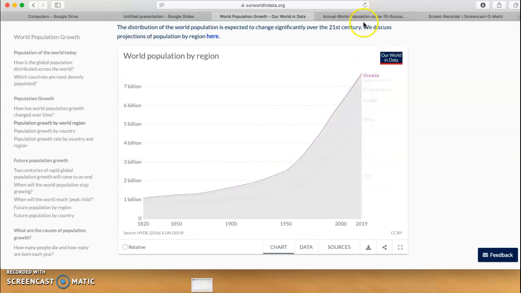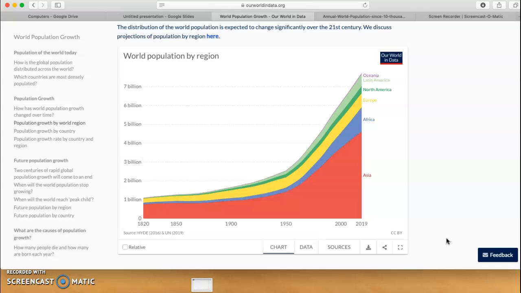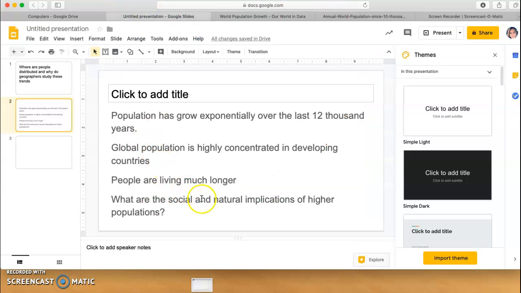Like, why? These are the types of questions that geographers really ask. Why is it that in Asia we have such a high population of people? And what are going to be their social and natural implications?